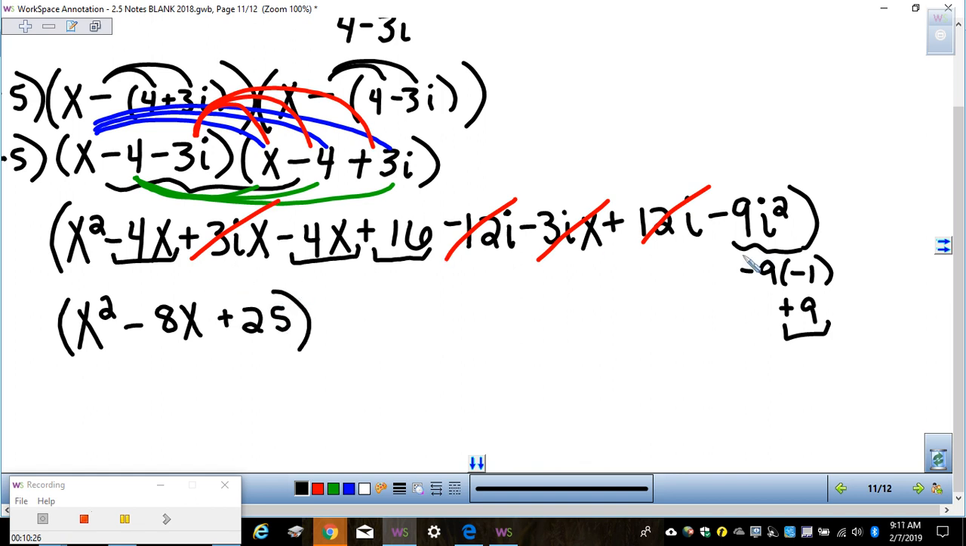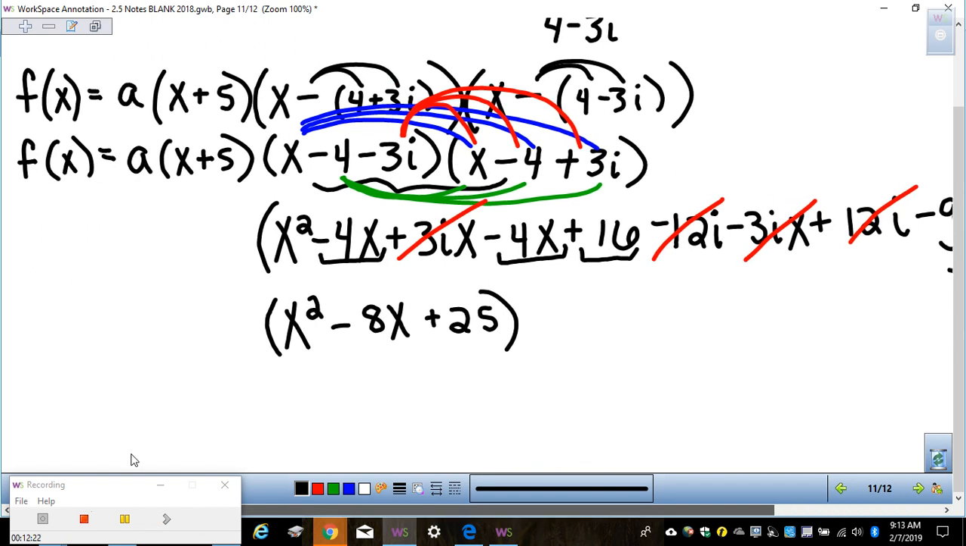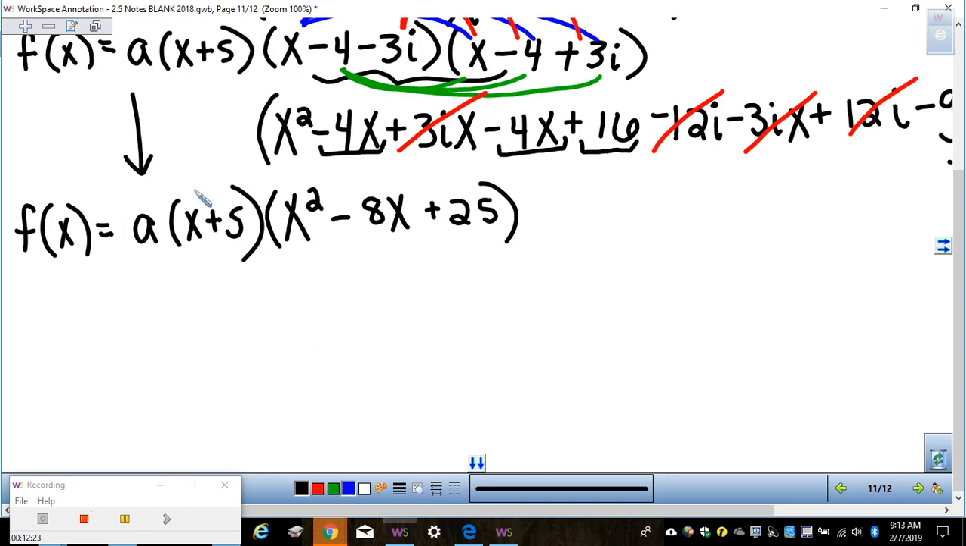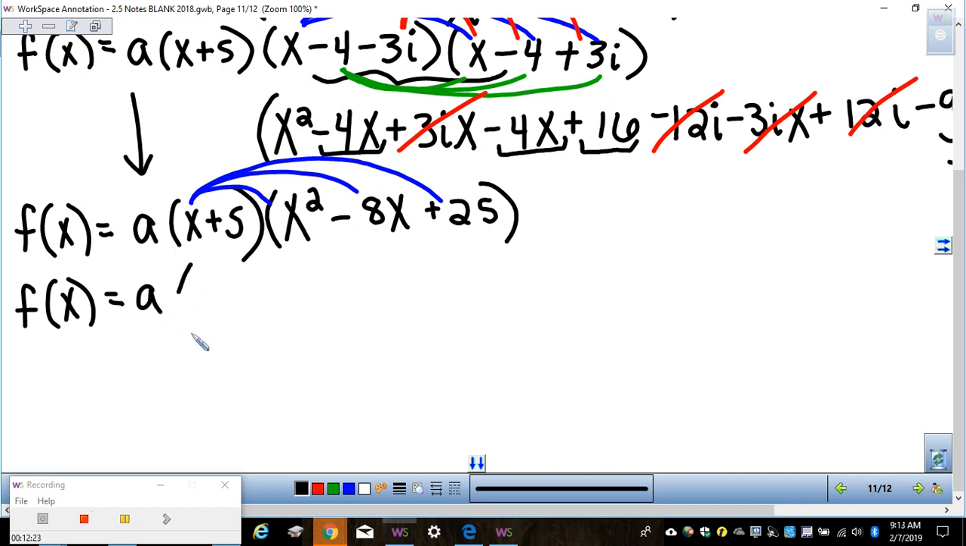So it was a few more steps than we did in the last problem, but it still simplifies down to be something pretty nice. Let's go ahead and bring down the front. And we're going to do our last step here of the multiplication, which again is kind of like what we just did with the distributive property. First, we'll distribute the x to everything on the inside of the trinomial. So we've got x times x squared. We've got x times negative 8x. And then x times 25.